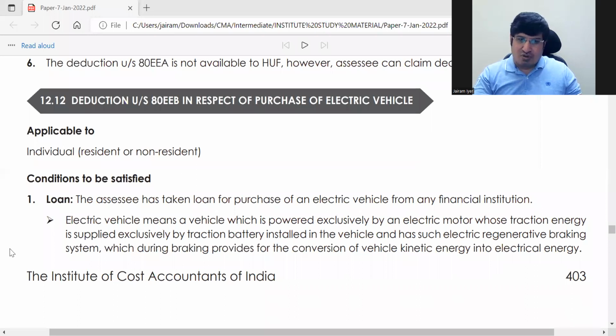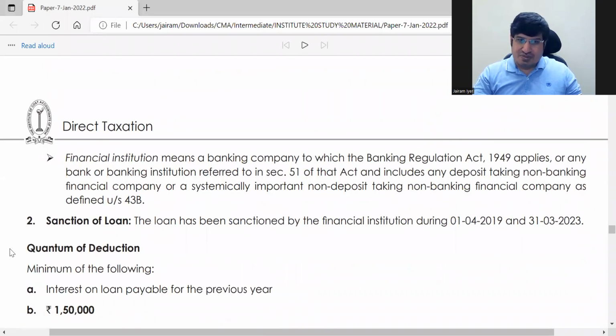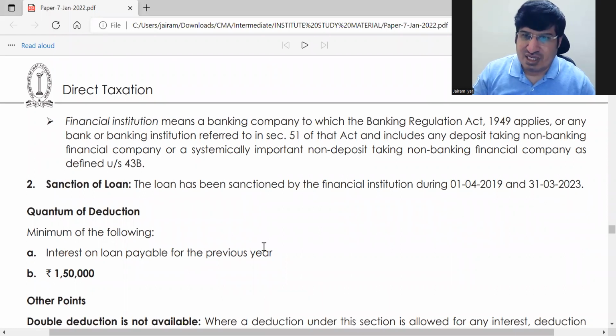Okay, let's go. Financial institution. Almost the same definition here.